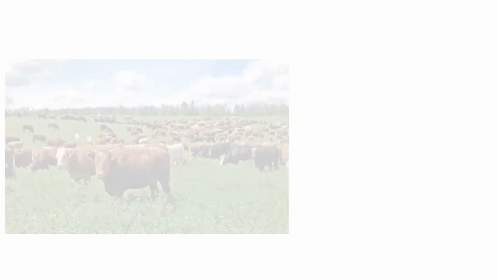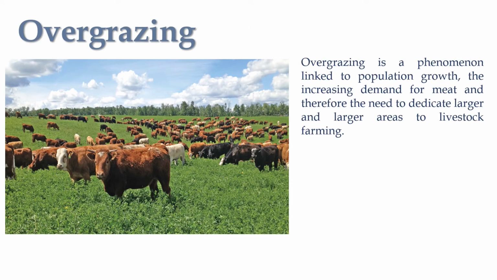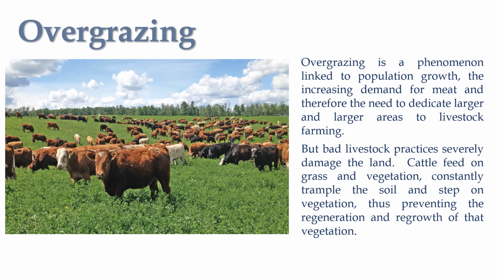Overgrazing. Overgrazing is a phenomenon linked to population growth, the increasing demand for meat, and therefore the need to dedicate larger and larger areas to livestock farming. But bad livestock practices severely damage the land. Cattle feed on grass and vegetation, constantly trample the soil, and step on vegetation, thus preventing the regeneration and regrowth of that vegetation.